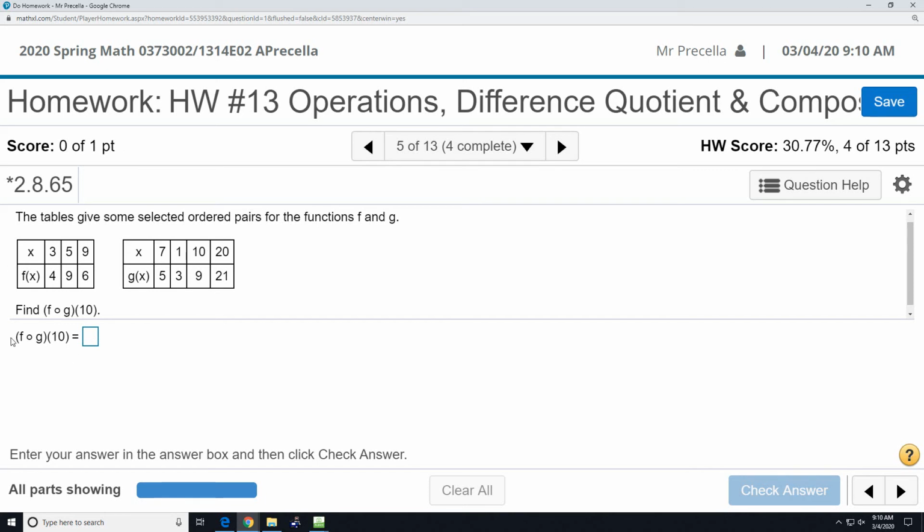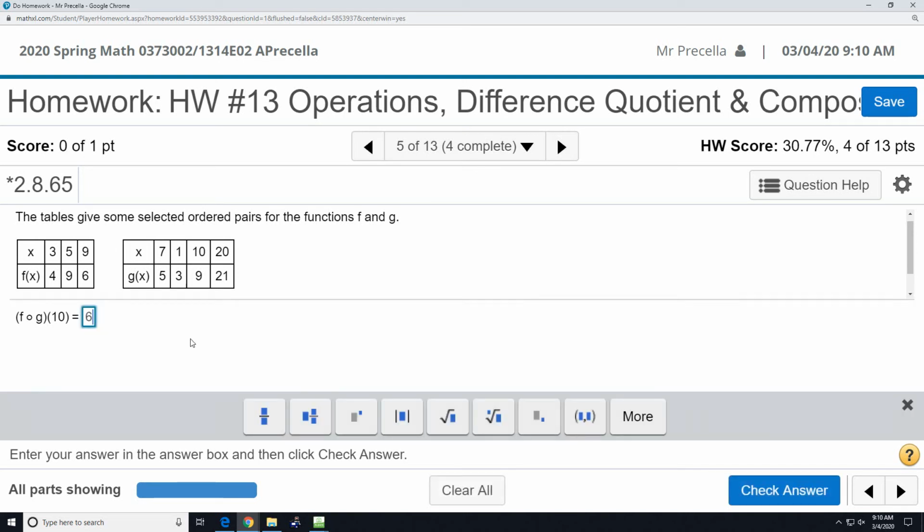So, what table will we use first here? Which one will we use first? F or G? It's the only table that has a 10. That's what's so wrong with this problem. So, G of 10 is 9. And then what do you do with the 9? You go to the F table. 9 is assigned to 6.